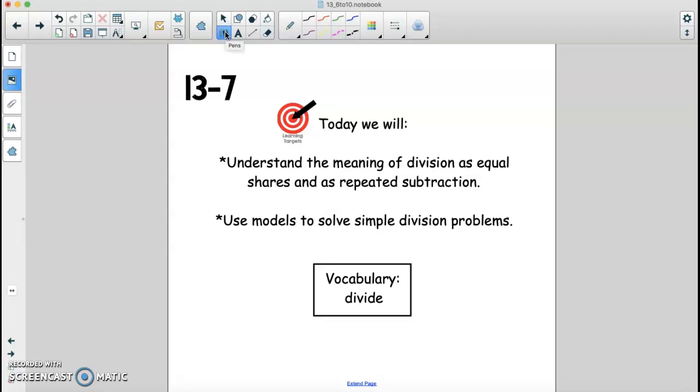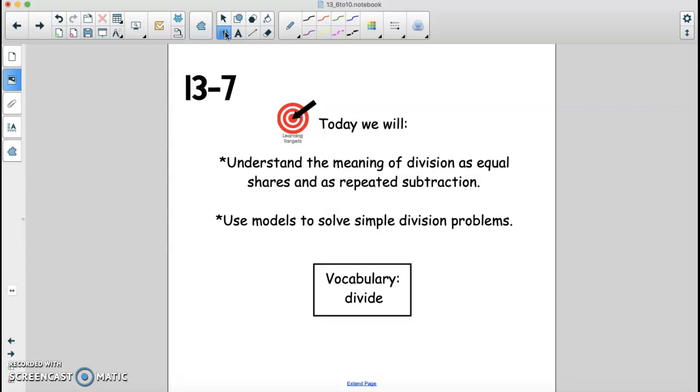You're going to be working on 13-7. So you're going to need your homework book and your workbook. Today we're going to understand the meaning of division as equal shares. Remember, sharing is equal. And then repeated subtraction. And we're going to use models to solve simple division problems.